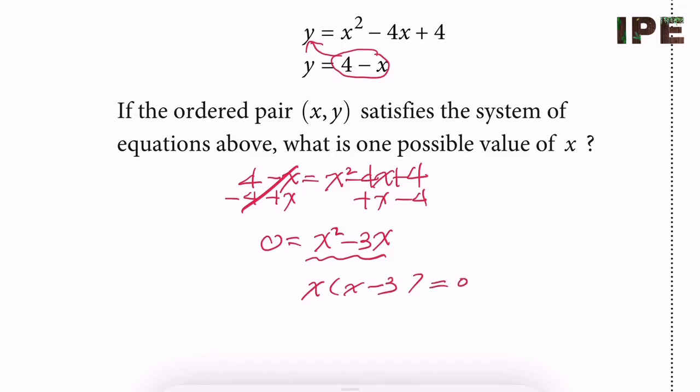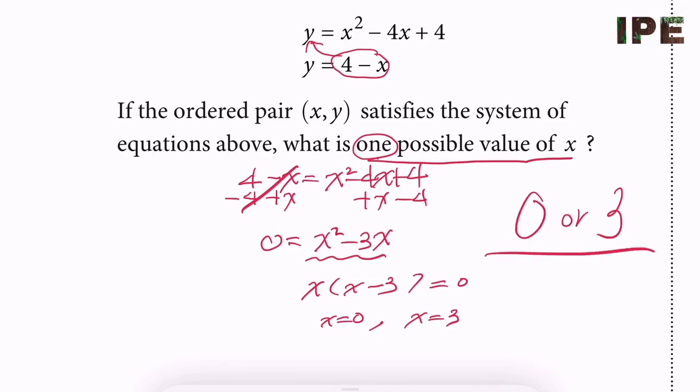And then there are two possible answers. x equals 0 or x equals 3. If x is 0, y is 4. If x is 3, y is 1 because y equals 4 minus x. But it asks you, what is one possible value of x? You can choose one of these two. Okay, you can choose 0, you can choose 3. 0 or 3 are going to be the answers.